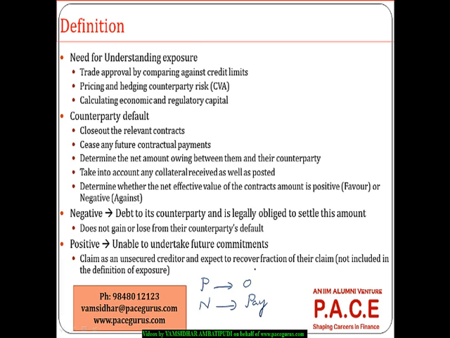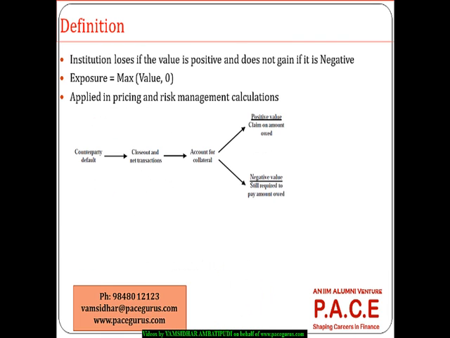That is what the exposure is getting defined as. If the value is positive, you are going to get 0, and if it is negative, you are supposed to pay whatever is the amount that came out to be negative. So the definition comes precisely from there for the exposure. The institution loses if the value is positive, but it does not gain if it is negative. So exposure is coming out primarily as the maximum of value comma 0.